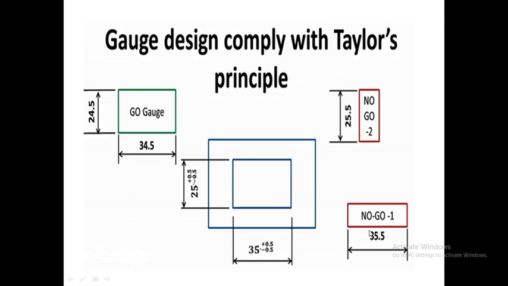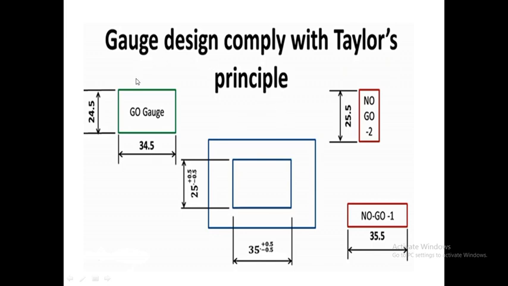Now we will insert both the gauges inside this hole one by one. When I insert the first gauge, it should not pass through this hole, because it is a no go gauge, right? If this gauge is inserted and it does not pass through the hole, it means that the length of the hole is accurate. Now we will check whether the height of the hole is accurate or not. Now we will insert the second no go gauge, that is no go 2 gauge, and if this gauge also does not pass through the hole, then we can say that the size of the hole manufactured is accurate.